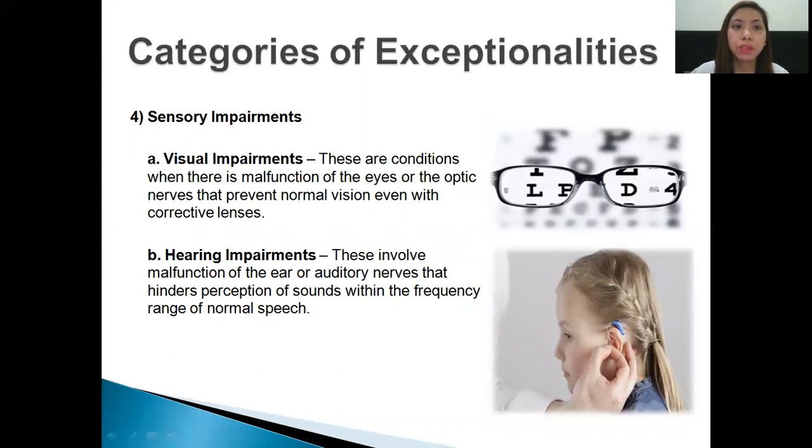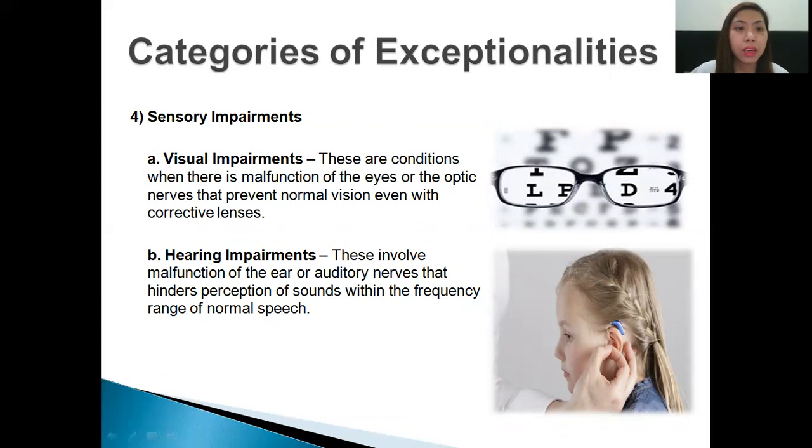Sensory impairments, such as visual impairments, are conditions when there is a malfunction of the eyes or the optic nerves that prevent normal vision even with corrective lenses. This includes cataracts, glaucoma, diabetic retinopathy, and uncorrected refractive errors such as nearsightedness, farsightedness, and astigmatism.